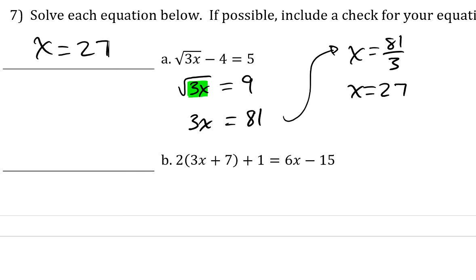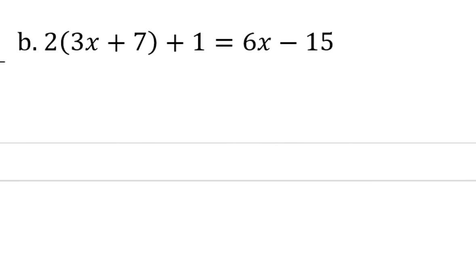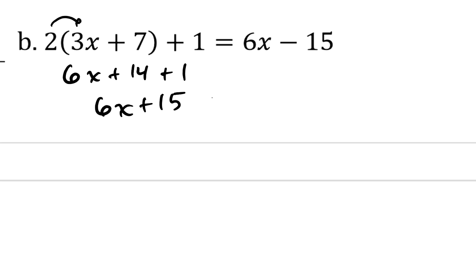The other equation here, let's take a look at it. I'm going to use the distributive property to simplify it. This becomes, let's see, 2 times 3x is 6x, and then 2 times 7 is 14, and then I've got this plus 1. So on the one side, we have 6 times x plus 15, and on the other side, we have 6x minus 15. If I take away 6x from both sides, I get that 15 is the same thing as negative 15.